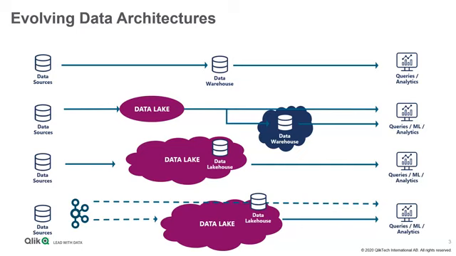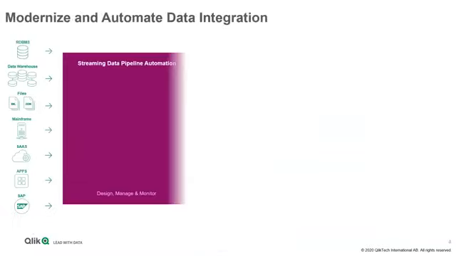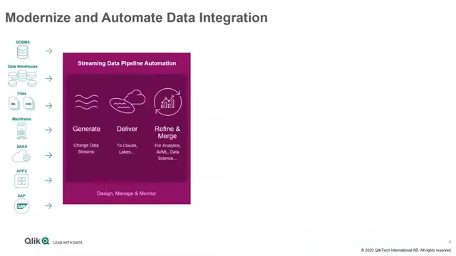From our perspective, one of the key things here is how do you keep up and meet your evolving data architecture with a data integration strategy that helps get you there. So you really need to think about how do you modernize and, importantly, automate the process of data integration and building these pipelines. From our perspective, it's really about streaming data pipelines.